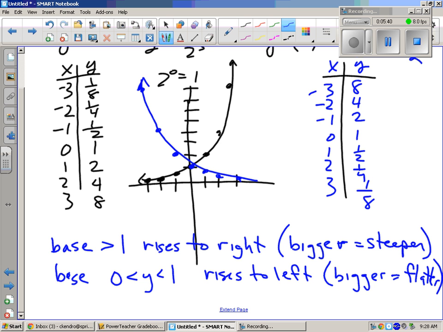Okay, so just some basic ideas about the graphs so you can kind of check your work as you go.